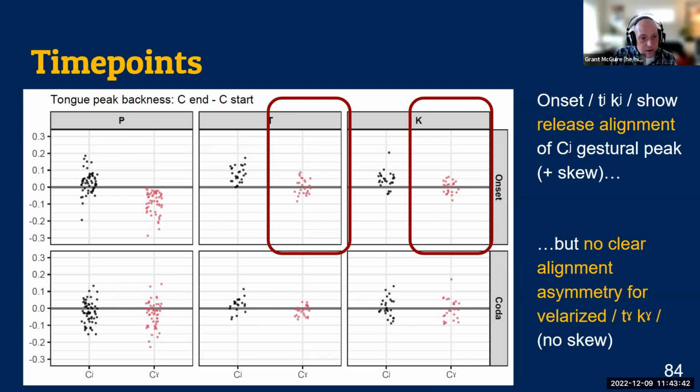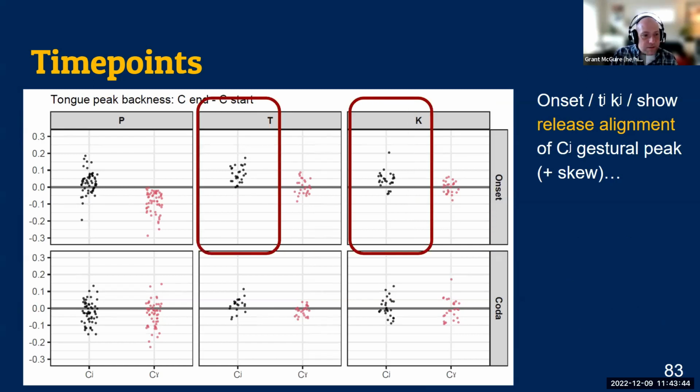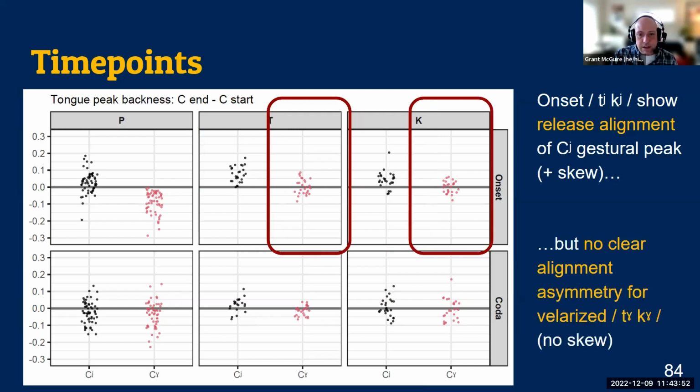So I'm actually gonna compare these again. I think it wasn't very clear there. So this is showing us that we get the skew that we might expect to see in the palatalized, we lose it in the velarized, okay?